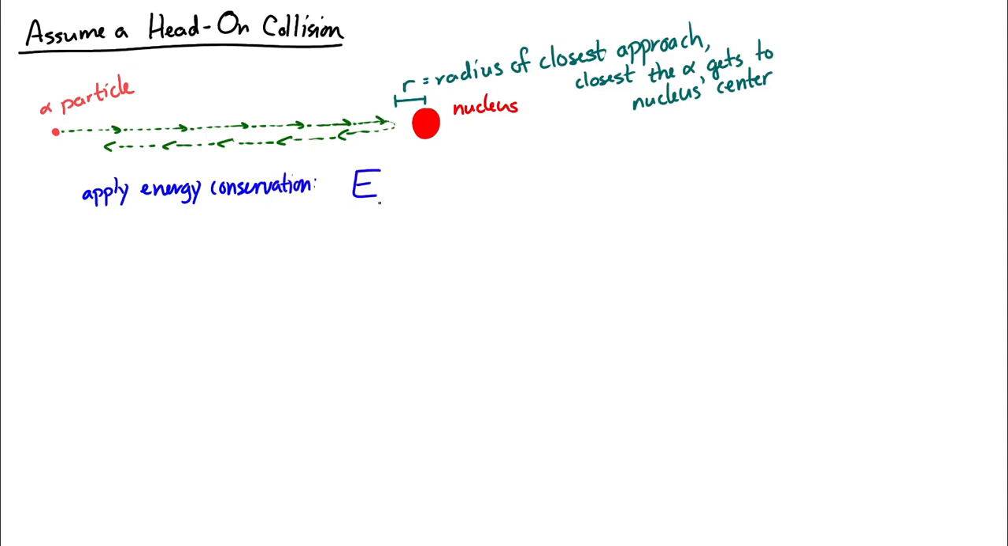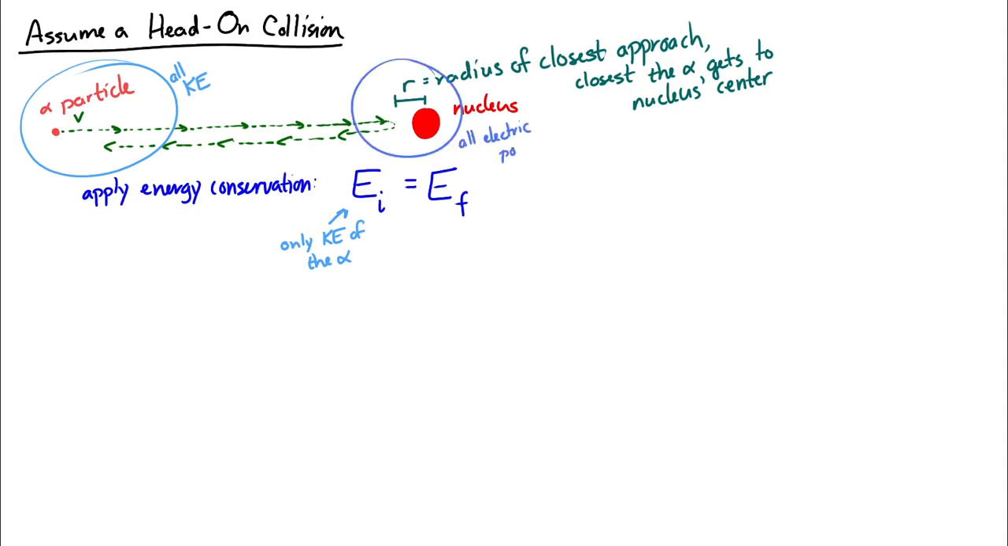So the energy of the alpha particle at the beginning is equal to the energy at the end. The energy at the beginning is all kinetic energy, right? This alpha particle is coming in with some amount of kinetic energy. And the energy at the end is the electric potential energy. It does not have any kinetic energy right here at the moment of closest approach, because that's the moment when it turns around. That's the moment when its velocity is zero, its kinetic energy is zero. So the only type of energy it has in the end is electric potential energy.